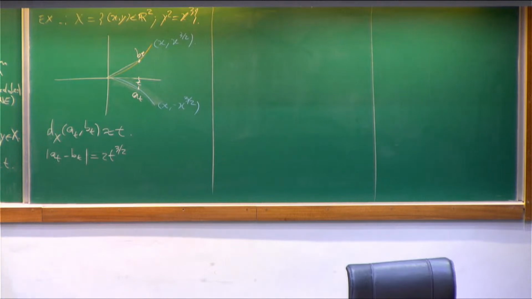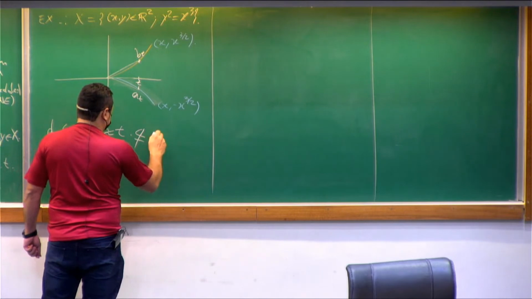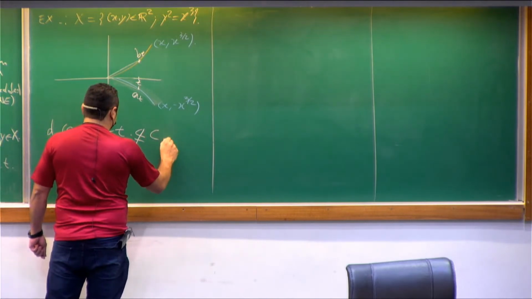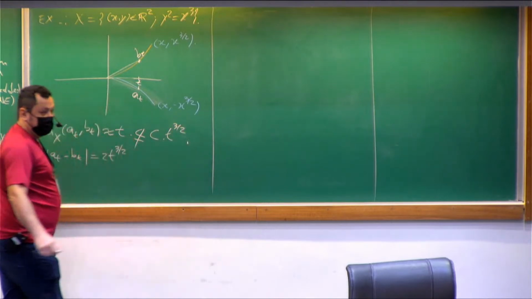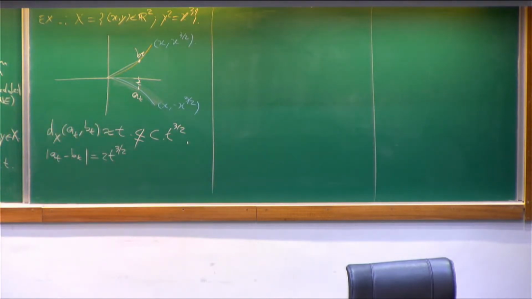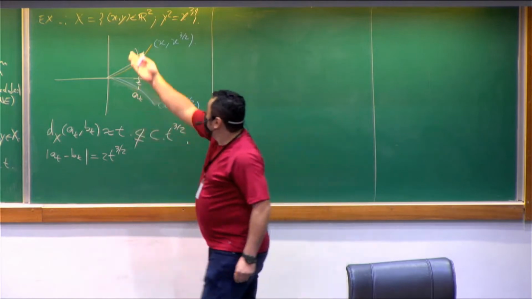And then this is not true. This is C times 3.5, for example, for T large enough. So you cannot find a constant C satisfying the definition, okay? So X is not LNE.